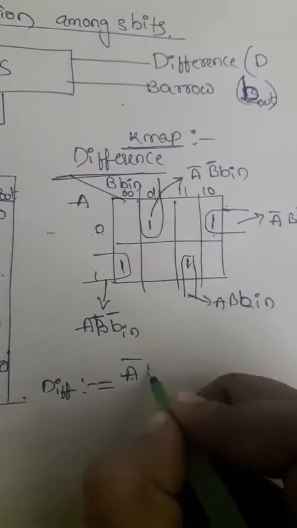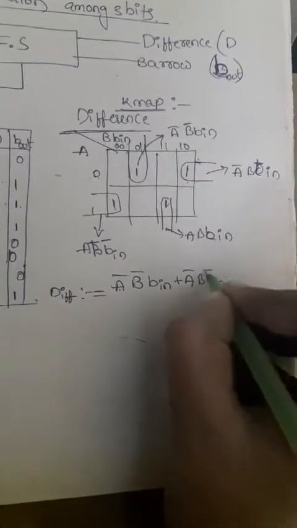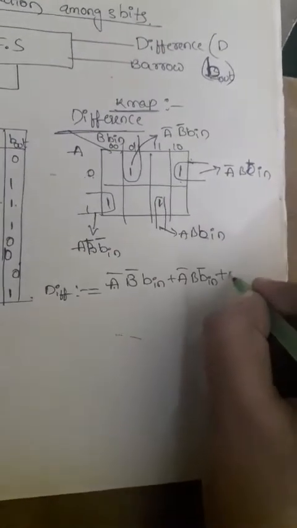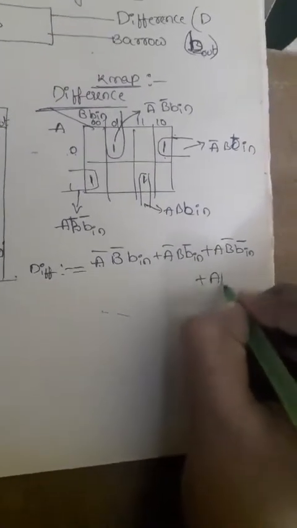Okay, so A complement, B complement, first I need to write this value, B input plus, then we'll go for the next one. So A complement B input complement plus, A B complement B in complement plus A B in. Okay, so now simplify this value. So difference is equals to, write it as it is, A bar B input plus A bar B input complement plus A B bar B input bar plus A B in.